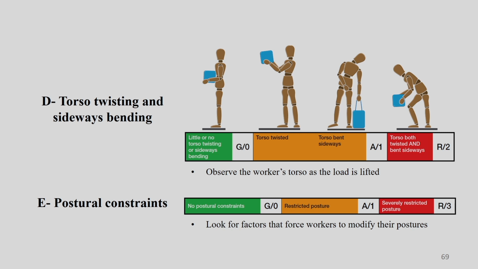So, from this particular understanding, if you see that your value is coming in the red zone, you really need to see what things available in the workplace are actually forcing the worker to hold such a posture. So that is this particular variable, which is called postural constraint.